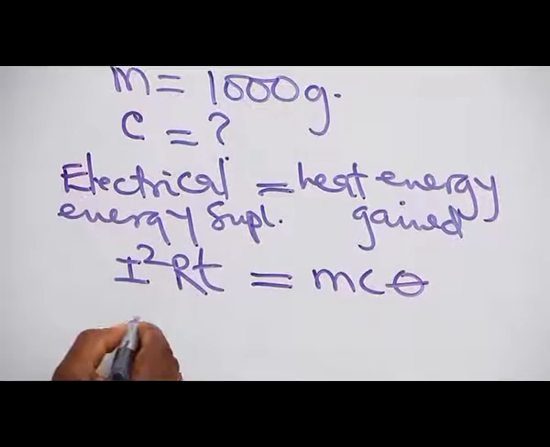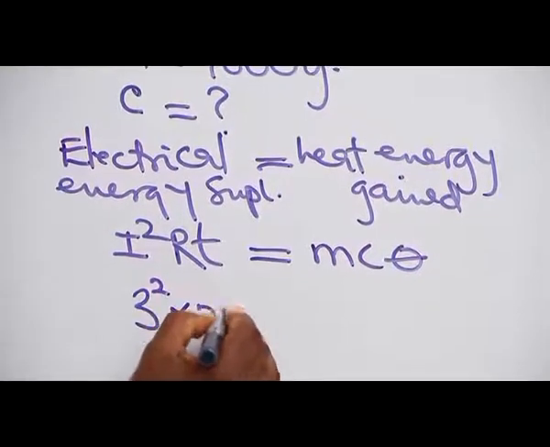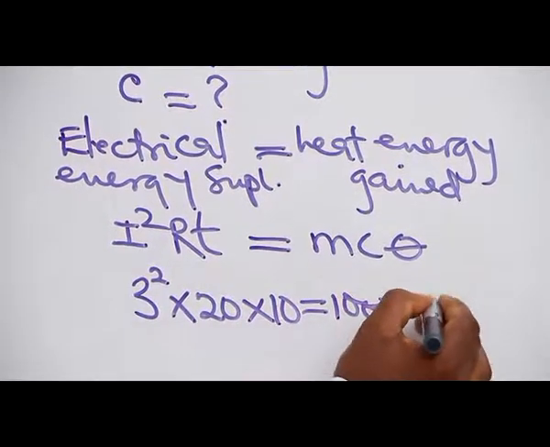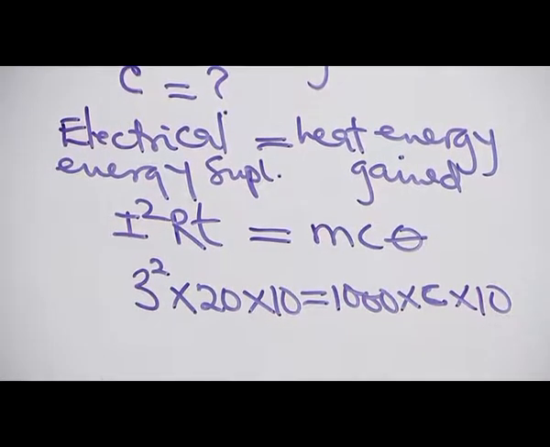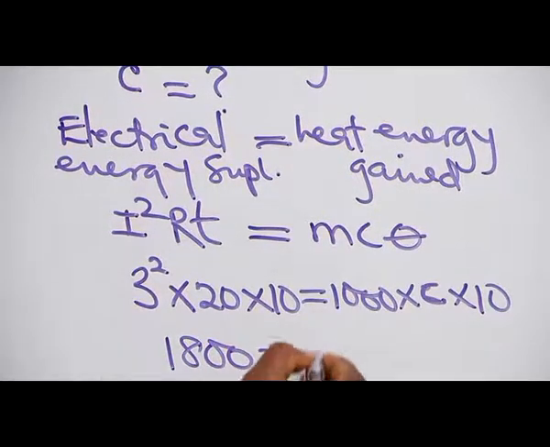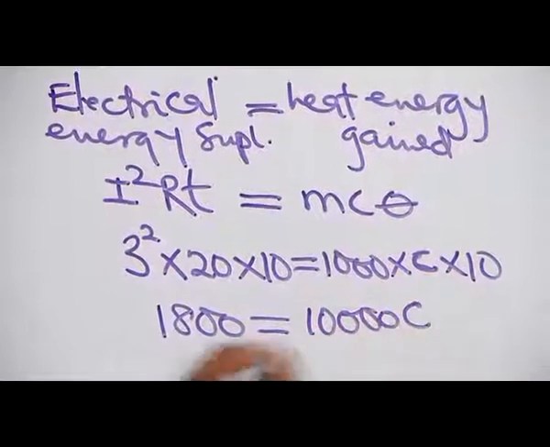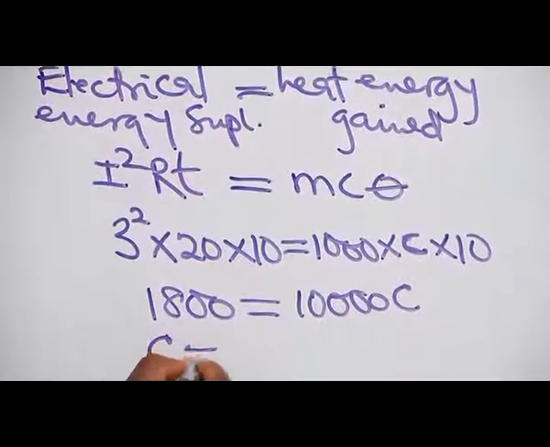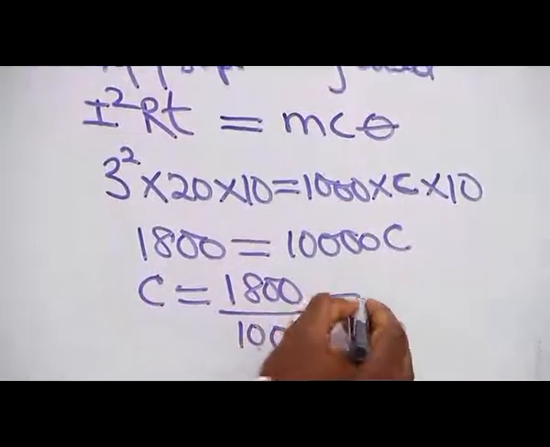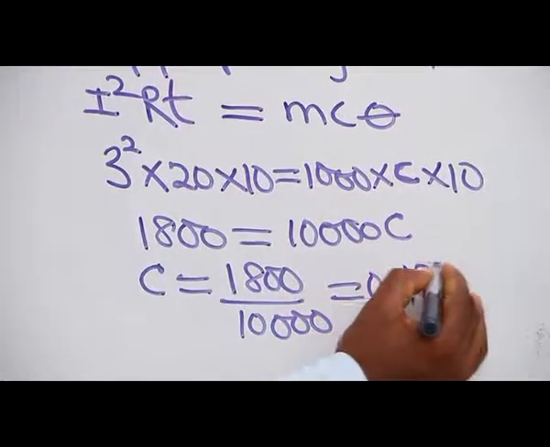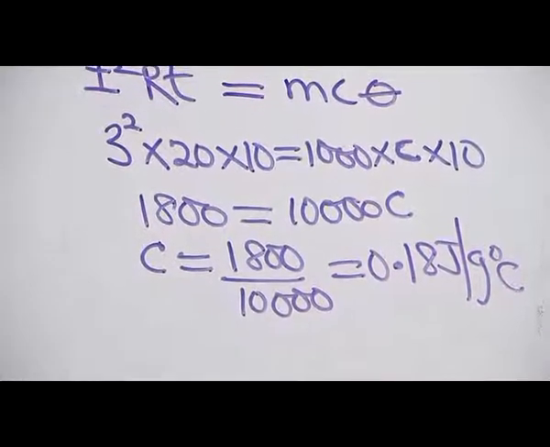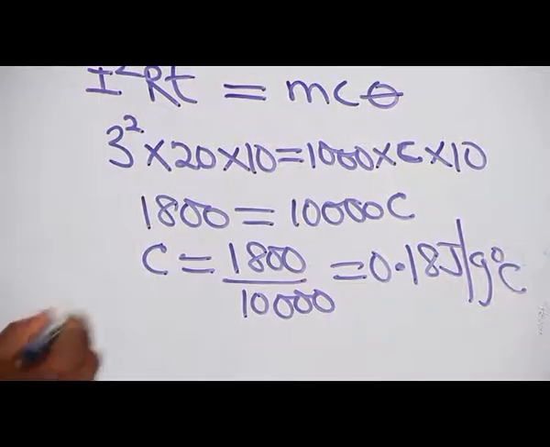So when we fix the values, we have 3 squared times 20 times 10 is equal to 1,000 times c times 10. So we have 9 times 20 times 10, this will give me 1800, equal to 10,000 times specific heat capacity. So the specific heat capacity becomes 1800 divided by 10,000, which is 0.18 joule per gram per degree Celsius. By this solution, option B is correct.